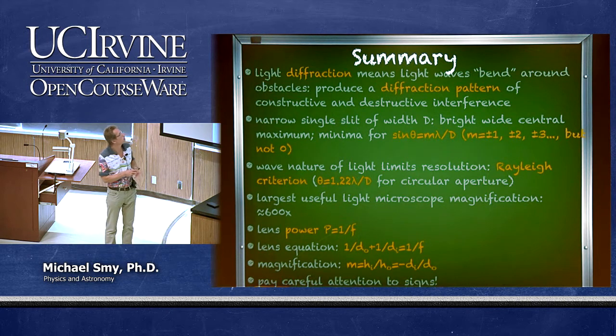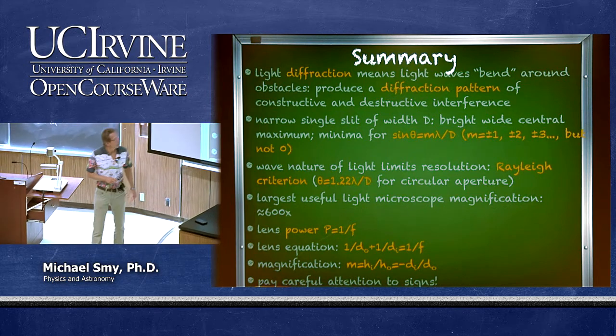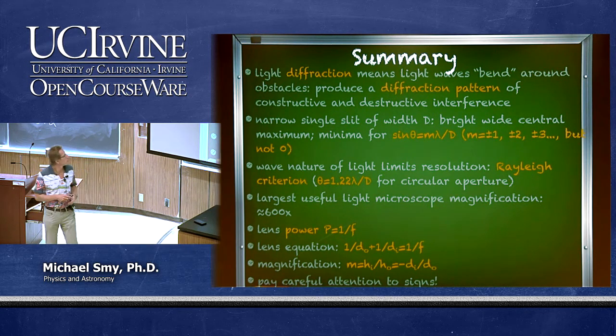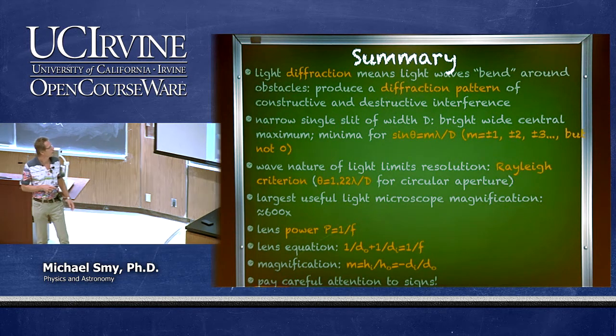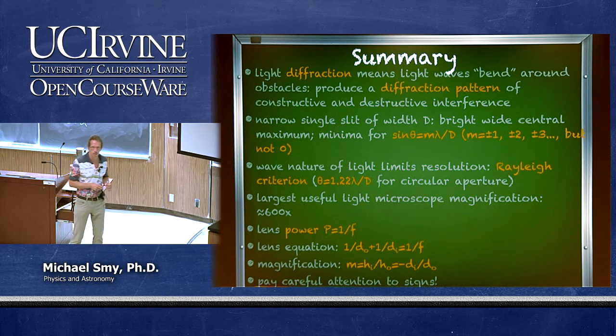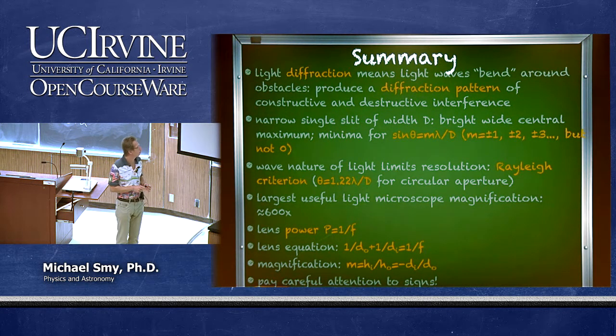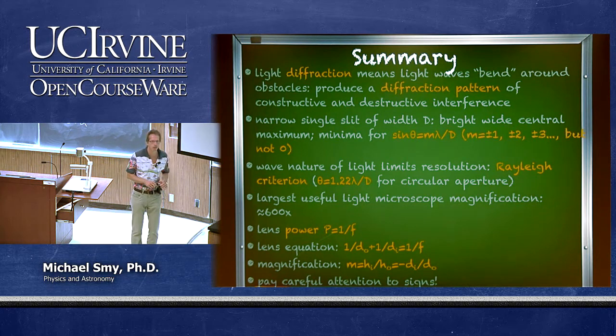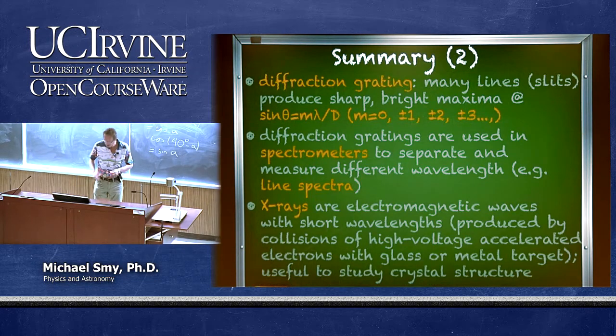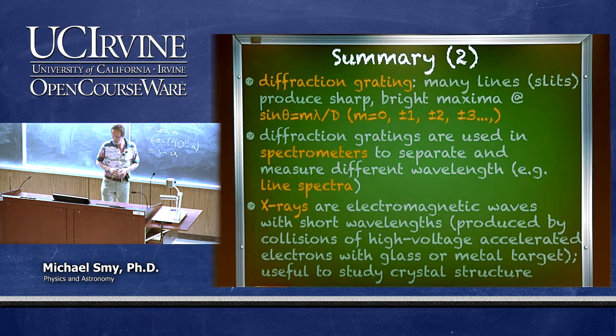And usually theta is small, so we can approximate sine theta with theta. And as a consequence, we observe that the largest useful light microscope magnification is about 600 times. If you magnify beyond that, then all you see is diffraction patterns rather than the object that you're studying. So if we combine many different slits or reflective lines, we produce a diffraction grating.